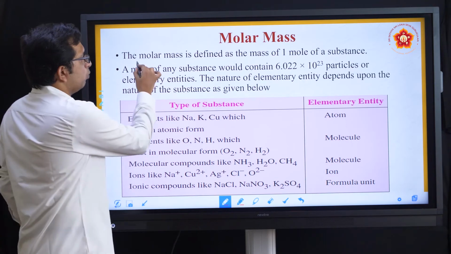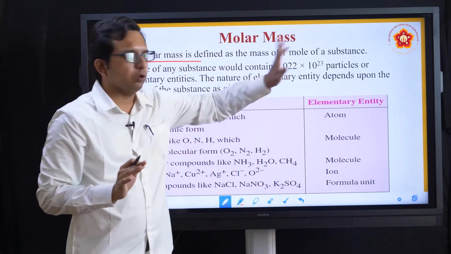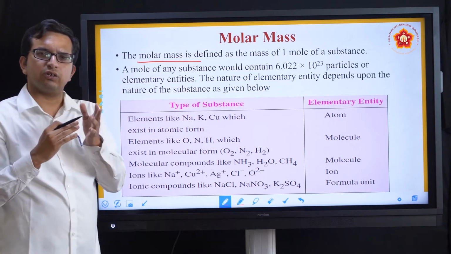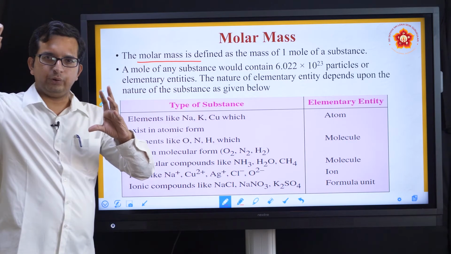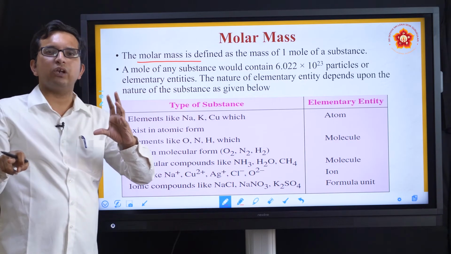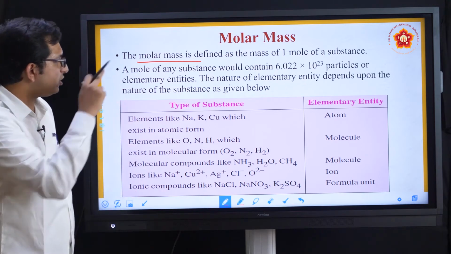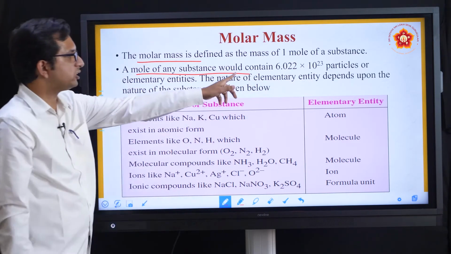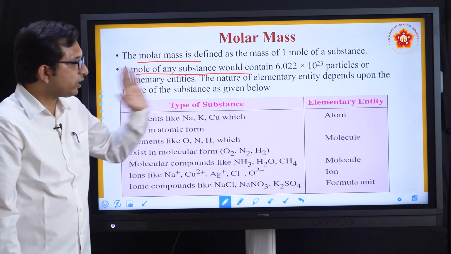which is also equal to the molar mass of the compound. What is molar mass? Mass of 1 mole of substance. So that is more like a triangular series of sorts, where 1 mole is equal to 6.022 × 10^23, which is also equal to the molar mass, which is again equivalent to 1 mole. So a mole of any substance would contain 6.022 × 10^23 particles. Now what are these particles?